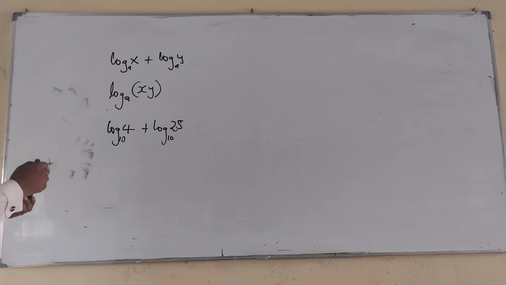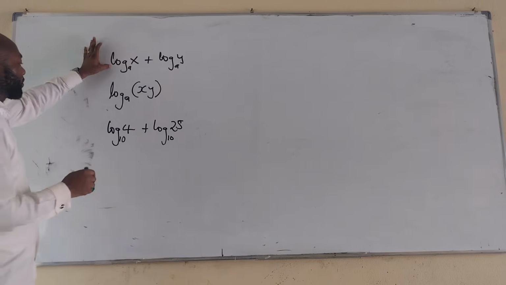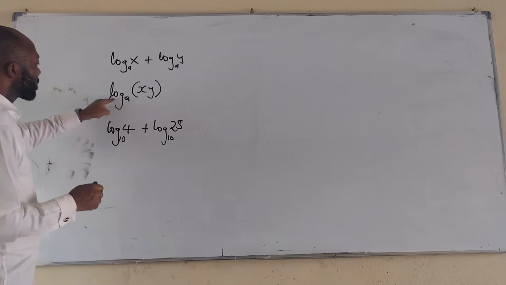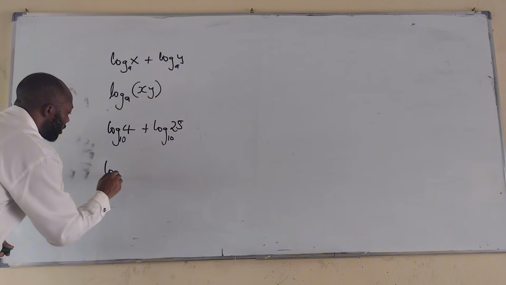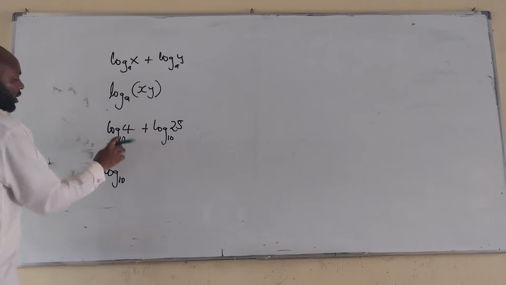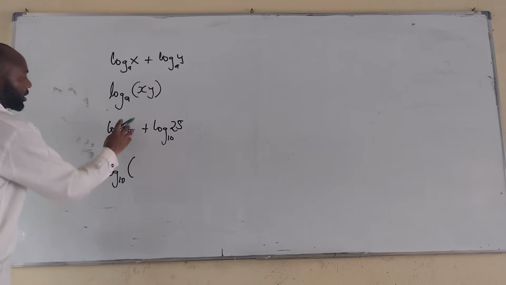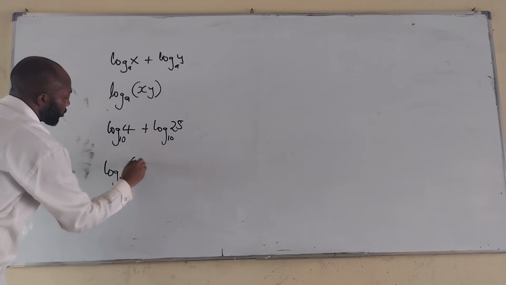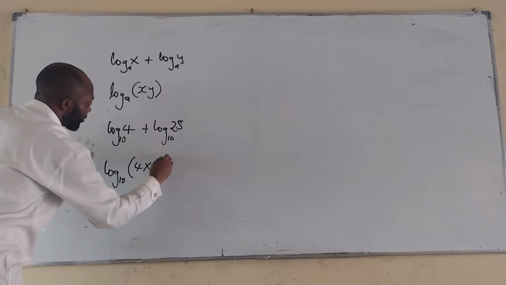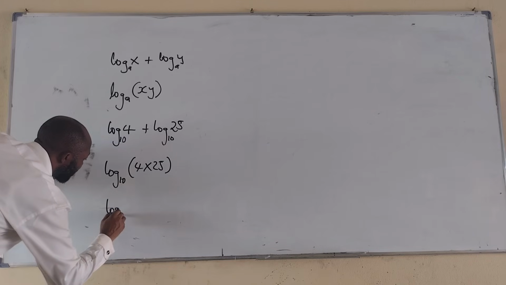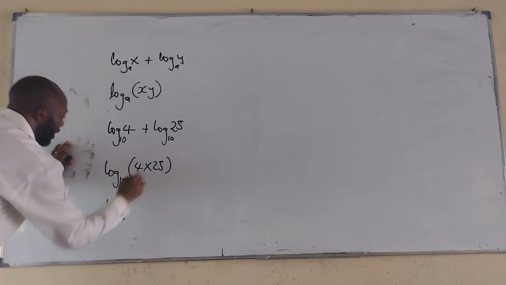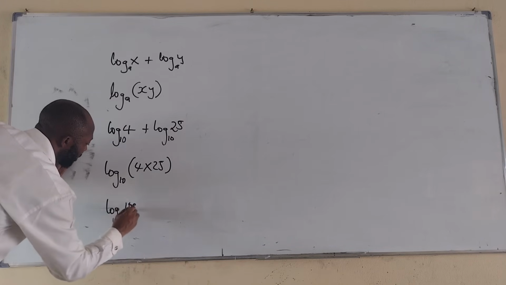So if I have this, according to the law here, I will take the common base, which is 10. So I now have the log in base 10, which is this, open bracket, I multiply these two, 4 times 25. So that becomes the log in the common base of 10, 4 times 25 is 100.